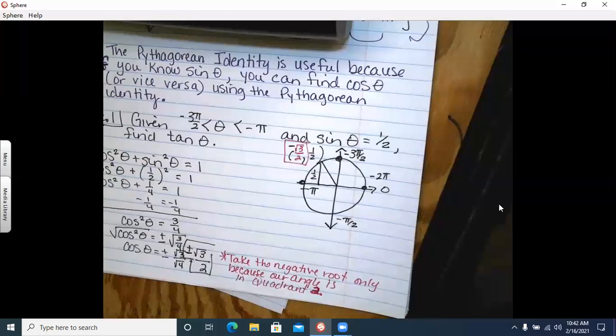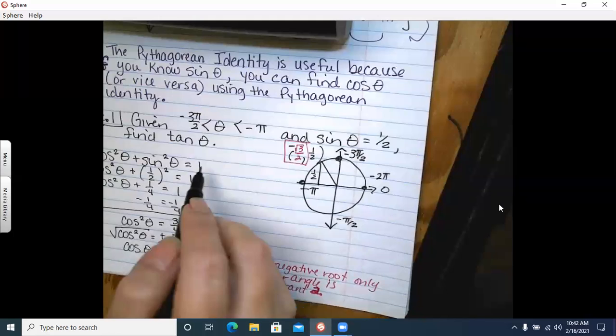However, our question asks us to find tangent. We have to know sine and cosine to be able to find tangent, right? So we had to find that first in order to be able to find tangent. Now, are we going to need the Pythagorean identity to find tangent? No, we just had to do it to find cosine. I know really we didn't even have to do that, but again, I'm just showing us an example on a problem that we already know the answer to.